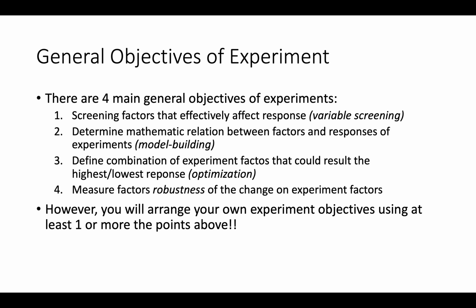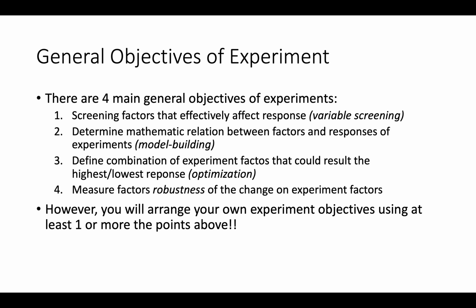There are four main general objectives in conducting experiments. The first one is the variable screening method. When we do experiments, we often have several experimental factors of interest. However, in many cases, not all of those factors significantly affect the response. So by doing the experiment, we can screen which variables actually affect our response significantly.